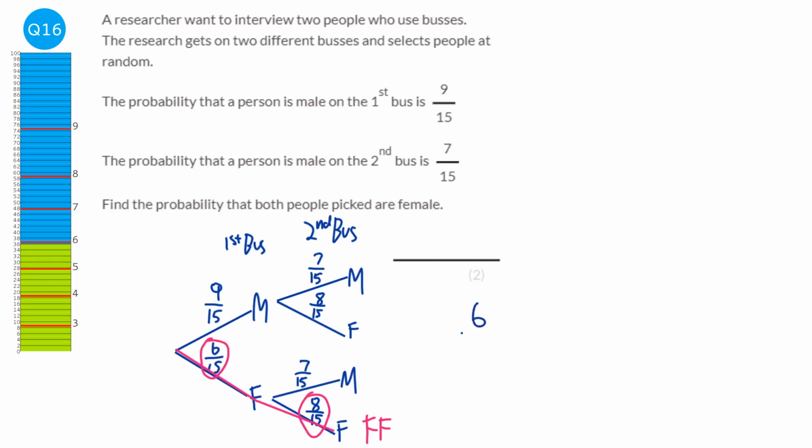So it would be 6/15 times 8/15. So 6 times 8 is 48, and times the bottoms, 15 times 15 is 225. Now you can actually cancel that down. So what you can do is divide top and bottom by 4. Is it 4? No. You can divide top and bottom by 3, and that would be 16/75. So either 48/225 or 16/75.